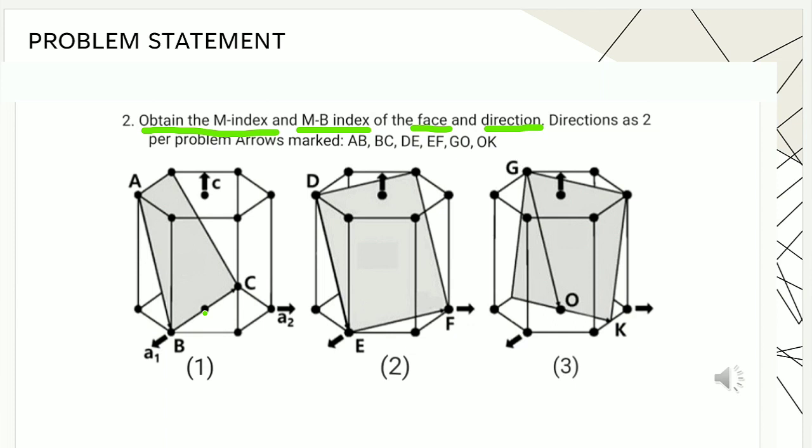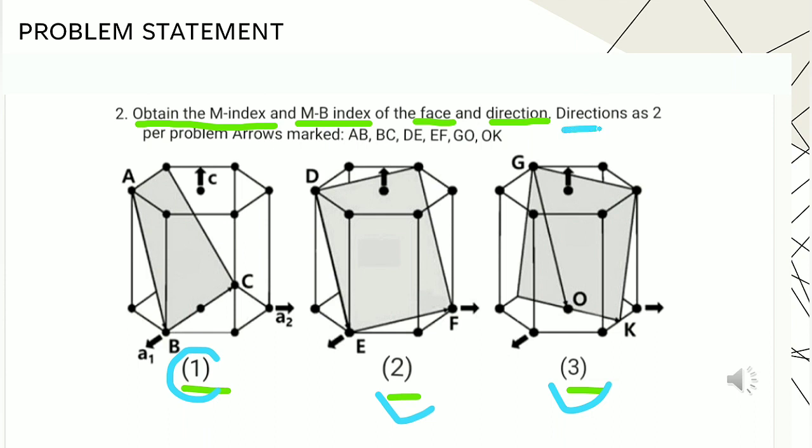This gray shaded area is actually the plane whose Miller indices and Miller-Bravais indices need to be calculated. So in part 1 of the video, I calculated M and MB index for 3 of the planes that are shown here for HCP. The second part of the problem says to find out the direction indices as well, Miller indices as well as Miller-Bravais indices, for the 6 directions which are shown by these vectors AB, BC, DE, EF, GO and OK. Each figure has 2 directions whose indices need to be calculated, so a total of 6 directions are there.